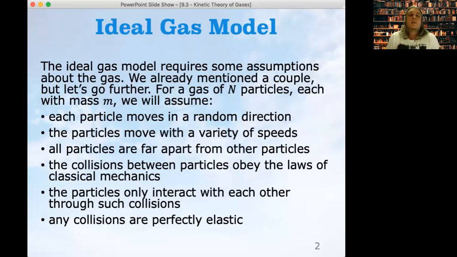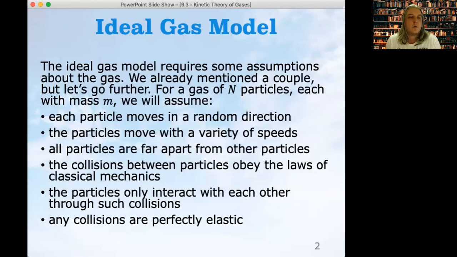We already talked about some assumptions of the ideal gas model. We said that the particles had to be essentially a hard sphere, that they didn't have any other properties. We said they didn't have any internal degrees of freedom, which means no other ways to store energy, which is something we'll come back to later on. So they're essentially just a hard sphere, and any collision they do is perfectly elastic.